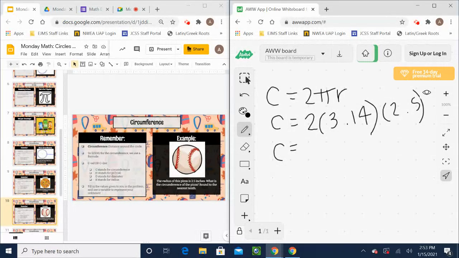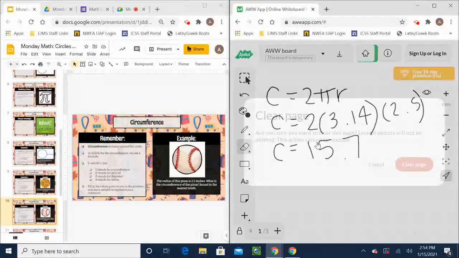So I'm going to type 2 times 3.14 times 2.5. And that gives me 15.7. And that one's easy peasy. There's nothing after that 7, so I don't even have to round. It already did it for me in the calculator. Okay, so that would be my answer. All right, next one.